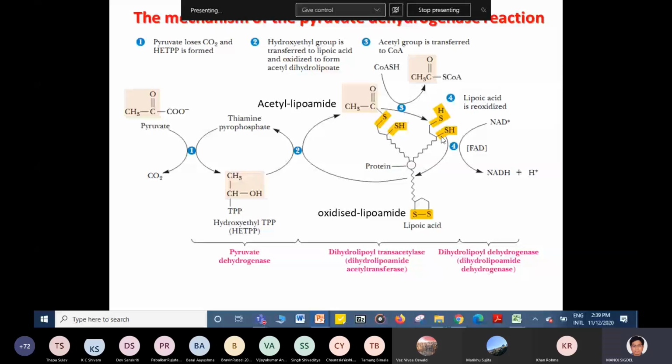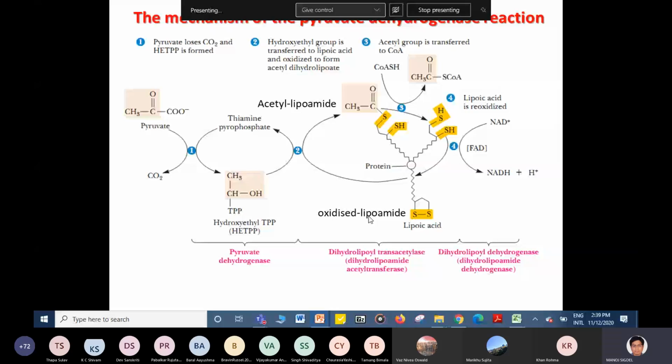Now what happens? This is the reduced lipoamide. Now this will be oxidized. First of all, this is the oxidized lipoamide. How it gets oxidized is FAD takes the electrons, and this FADH2 transfers them to NAD, and NAD results in the formation of NADH. At the same time, this oxidized lipoamide is generated, and it is available for the next cycle of the reaction. This is the full mechanism of reaction of pyruvate dehydrogenase complex.